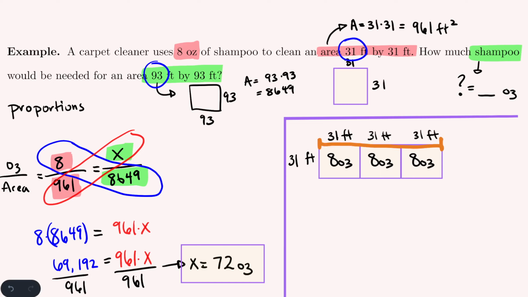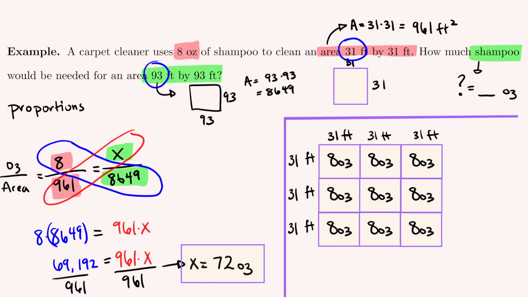So currently, this is a 93 by 31 rectangle. Now I want a 93 by 93, so what I need to do is follow this out and have another row of 31 by 31 by 31, followed by another row of 31 by 31 by 31. This is now a 93 by 62, so one more row and we'll get to 93 by 93.